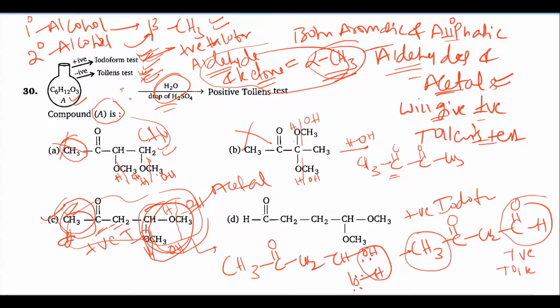Understood? So once again I am telling, I will write it here. Primary and secondary alcohols should have beta CH3. Aldehydes and ketones should have alpha CH3. This is the condition for the haloform reaction. So there is a ketone, alpha CH3 is there, so it will give a positive haloform test.